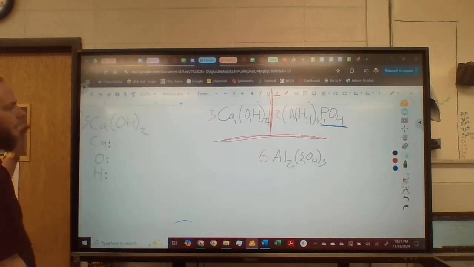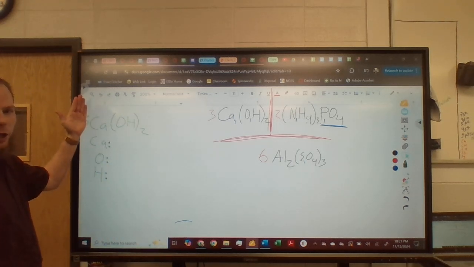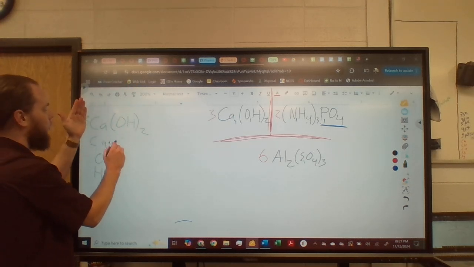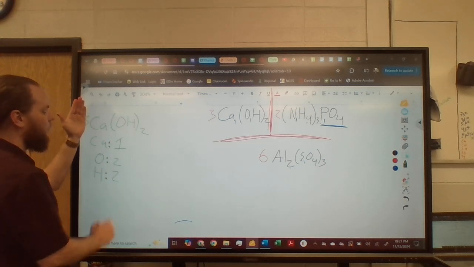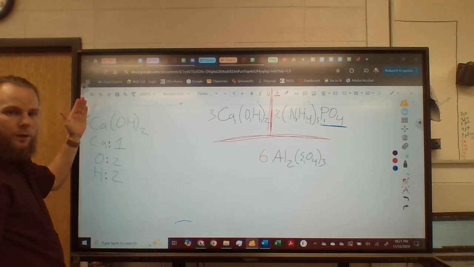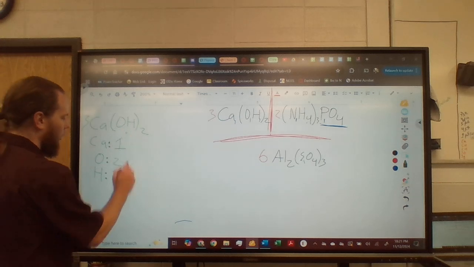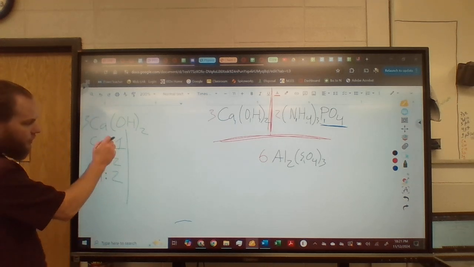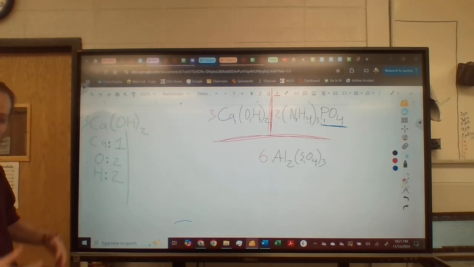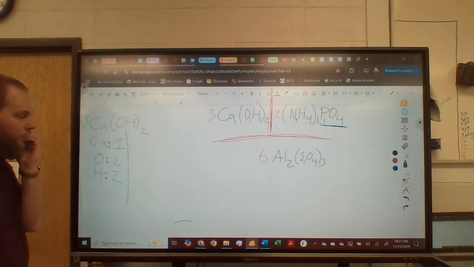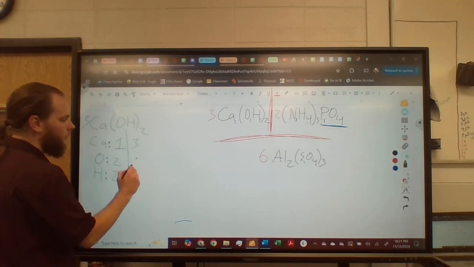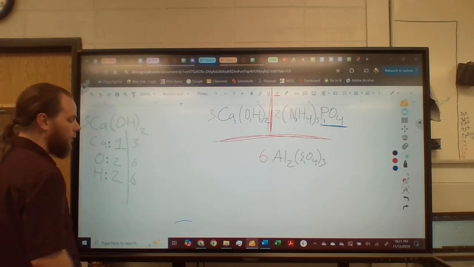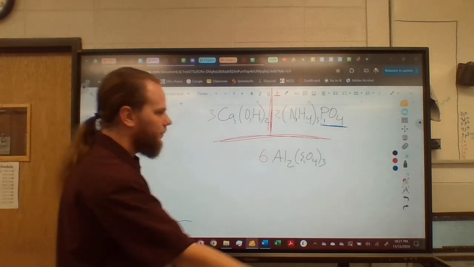And we're going to figure out, first off, ignoring the coefficient, how many of each of these are there? Well, there is 1 Ca, 2 oxygens, and 2 hydrogens. And then we're going to multiply each of these by 3, because 3 is our coefficient. So 3 times 1 would be 3. 3 times 2 would be 6, which means this would also be 6.